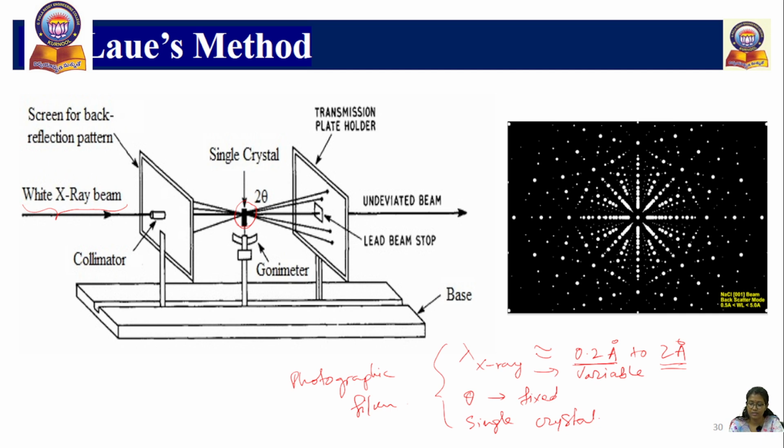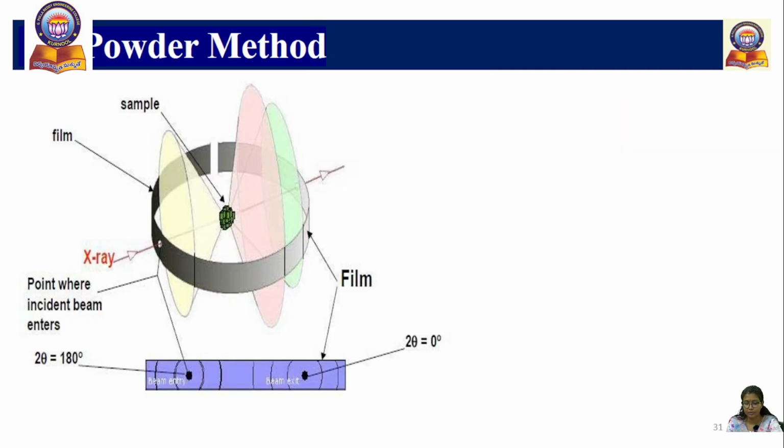So from this Laue spot, if there is some gap or impurity in that crystal, we can find it out. Most importantly, in the Laue method we use a single crystal, and from here we can determine the orientation of the crystal and whether there is any impurity in the crystal. Orientation and impurity: rather than the structure, we find these things more from the Laue method. So let us move to the other most popular method, that is the powder method.